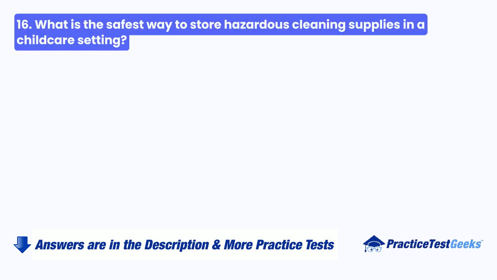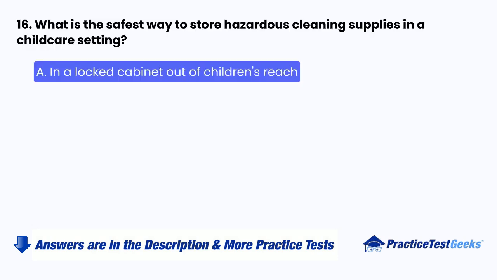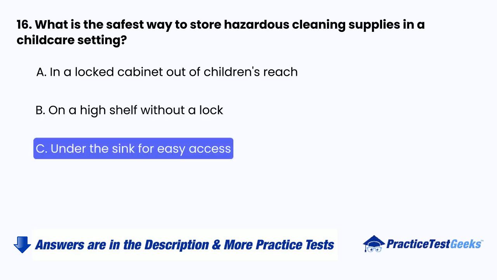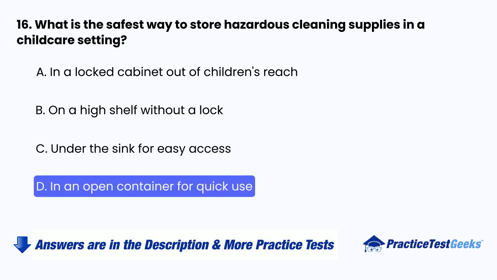16. What is the safest way to store hazardous cleaning supplies in a childcare setting? A. In a locked cabinet out of children's reach. B. On a high shelf without a lock. C. Under the sink for easy access. D. In an open container for quick use.